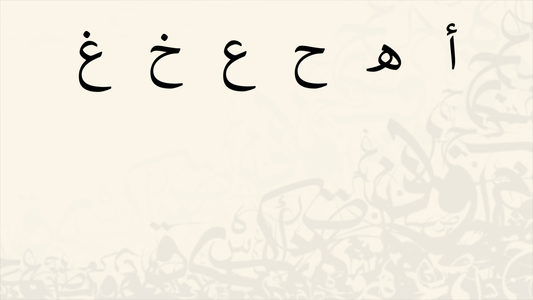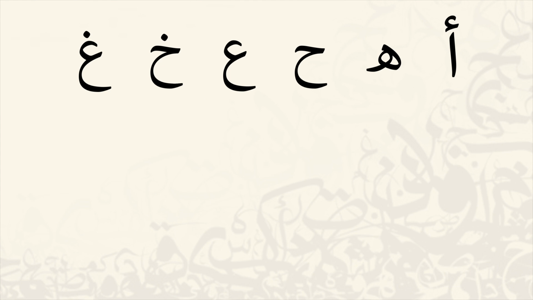Now we will talk about the throat sounds. They are 6 in number. Let's now take an overview of the throat, and then we will talk about each couple differently. The throat sounds are 6 in number. They are hamza, ha, ha, a, kha, and gha.